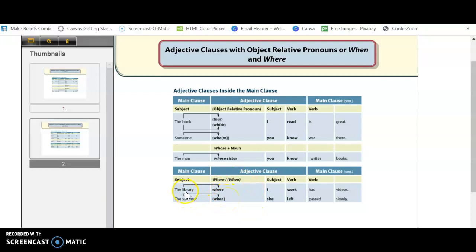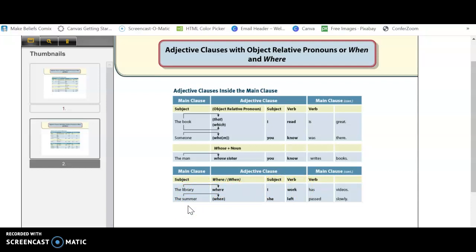Same thing. We had the first sentence, the library has videos, and the library is a place. So I work at the library, right? Was our original sentence number 2. So if I want to describe that library, I'm going to say the library where I work has videos. Okay, so I split the first sentence so that I could add my adjective clause and describe that noun library.